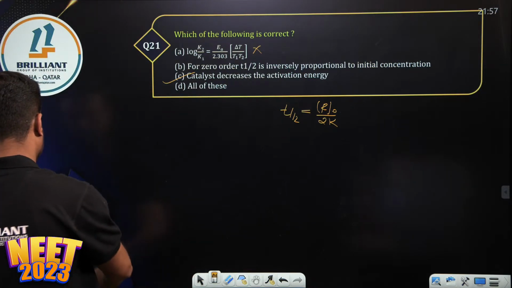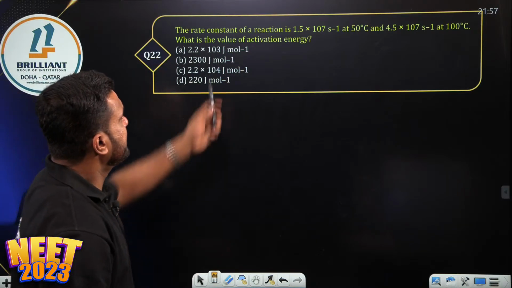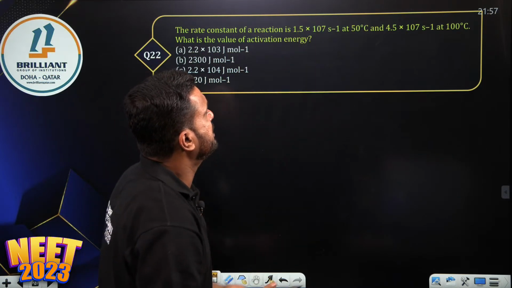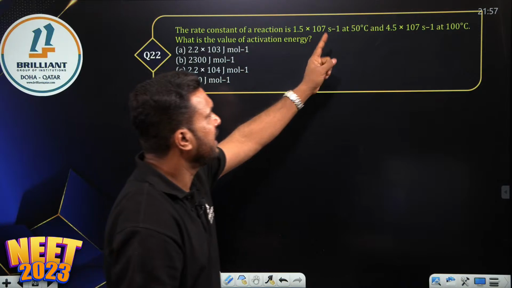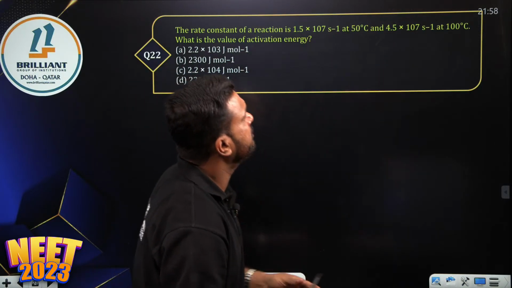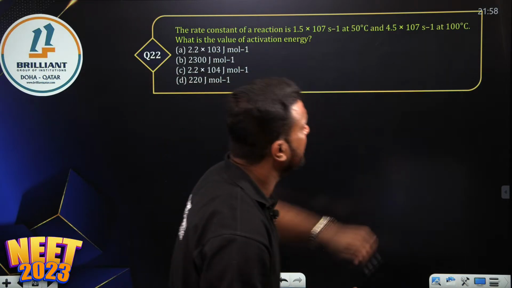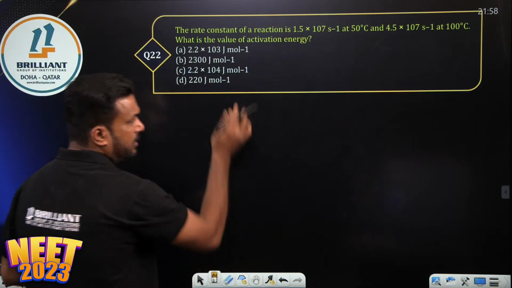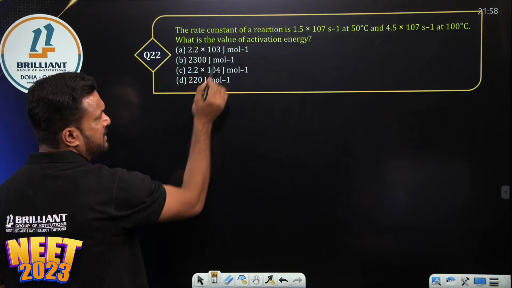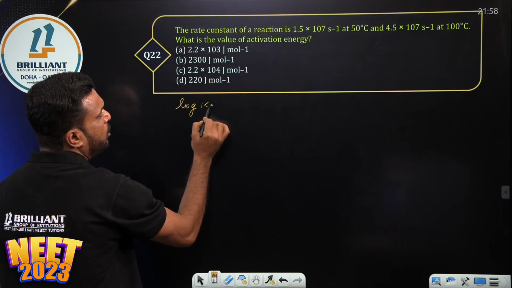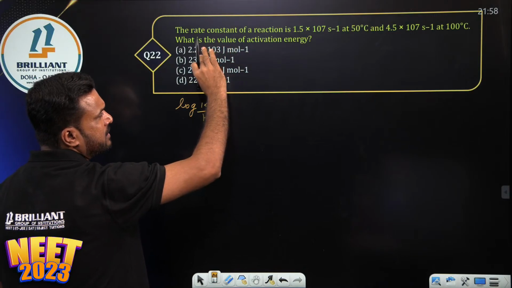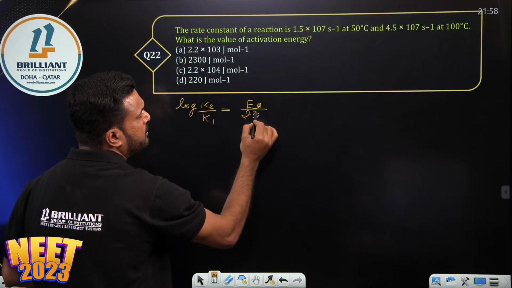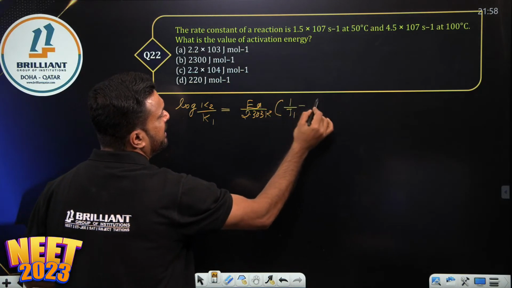Okay, so we will go to question number 22. The rate constant of a reaction, which is first order, is 1.5 into 10 power 7 second inverse at 50 degrees Celsius and 4.5 into 10 power 7 second inverse at 100 degrees Celsius. What is the value of activation energy? Just before, we had a question on this, there is an equation for activation energy. What is that? Log k2 by k1 is equal to EA divided by 2.303 R into 1 by T1 minus 1 by T2. This type of question they can ask, so you need to practice this one also.